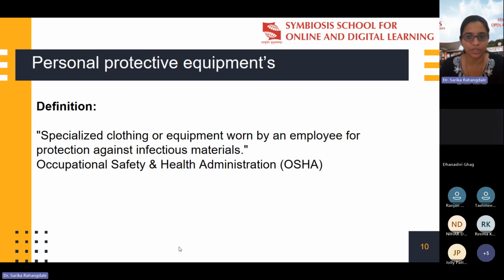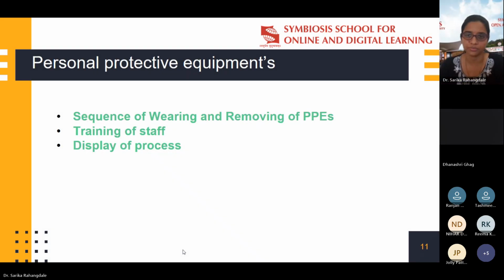when they are using personal protective equipment, whether the staff is trained to wear it, right? Donning, doffing, and whether they are aware how to dispose of that personal protective equipment after its usage. So they are trained or not. And the display of processes also you have to look for. So under personal protective equipment, you have to see the sequence of wearing and removing, training of the staff, and the display of processes.